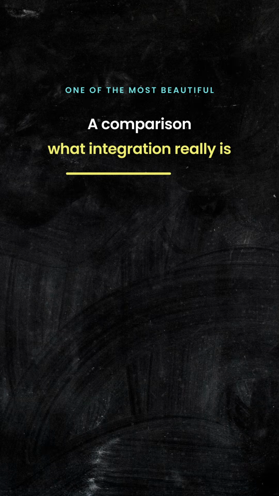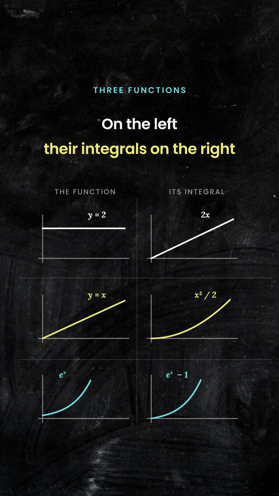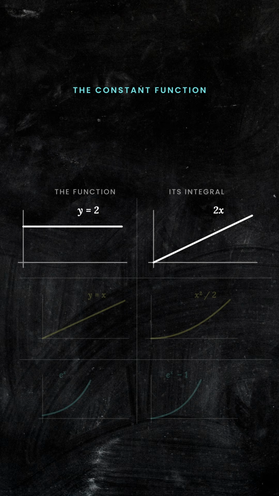One of the most beautiful comparisons that makes us understand the true meaning of integration, which, as we agreed, is the calculation of the accumulation of areas. So now we'll see three functions on the left and their integrals on the right. Their integrals here should be the calculation of the accumulation of areas. At the beginning, we want to look at the constant function y equals 2.